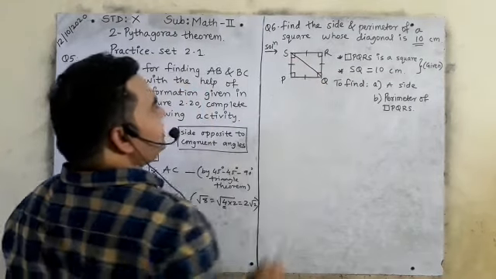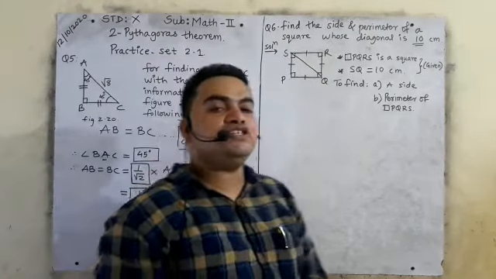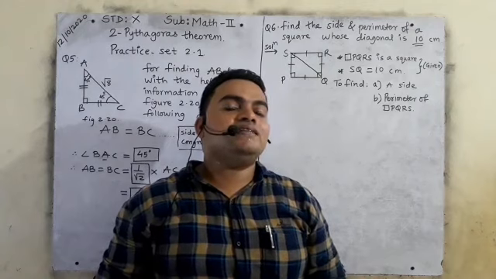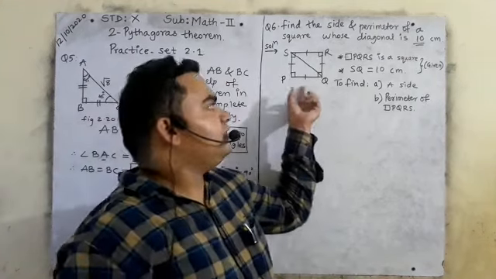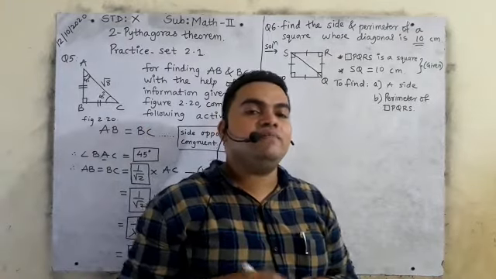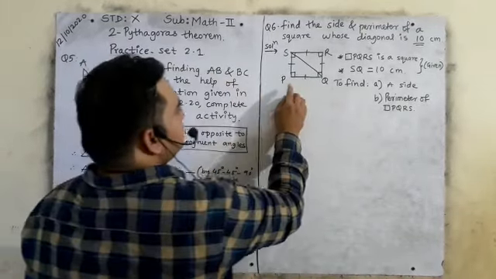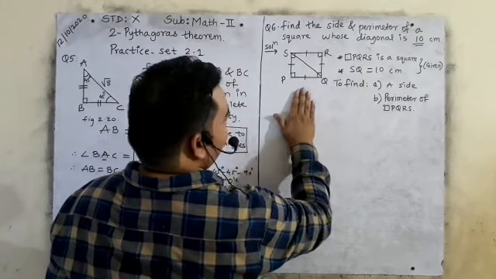All angles are of 90 degrees. What is the definition of a square? If all the angles are of 90 degrees and all sides are congruent, then the given quadrilateral will be a square. So this is a square. All sides are congruent or equal.